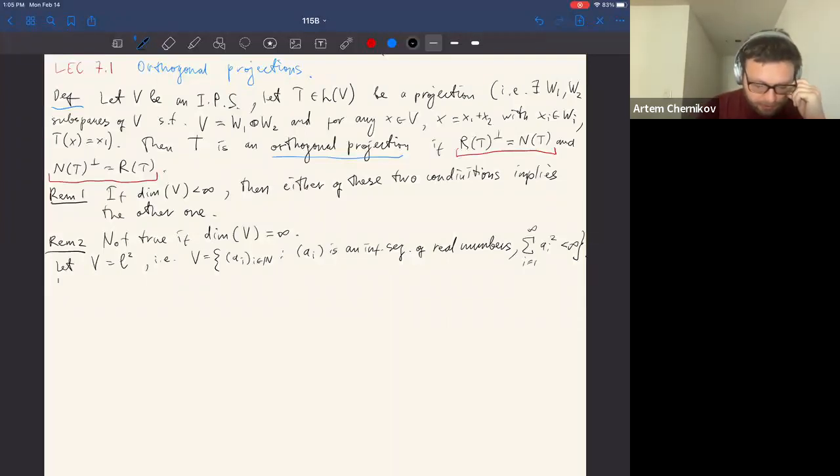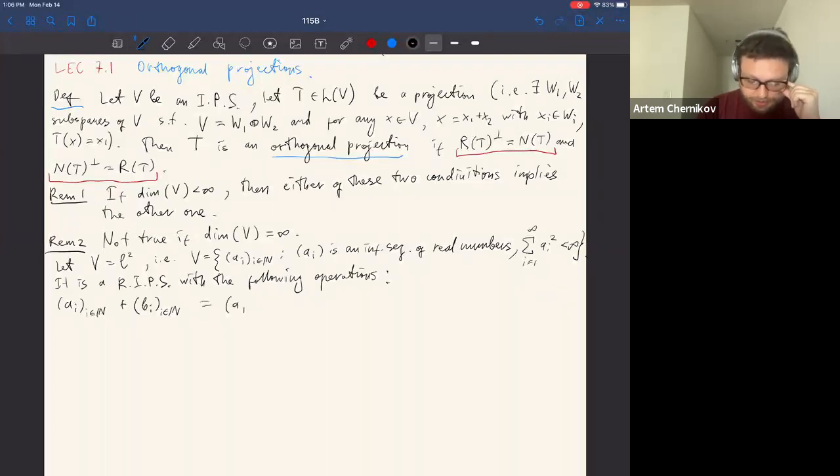And then it is a real inner product space with the following operations. Okay, so this is where we finished last time. So we have to define the sum of two vectors. The sum of the sequence given by a_i and the sequence given by b_i, i in N, is going to be the sequence where the ith entry is the sum of the ith entries of these two sequences. Okay, so we have this for all sequences a_i, b_i in L2.